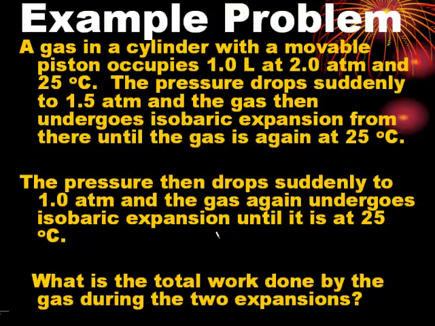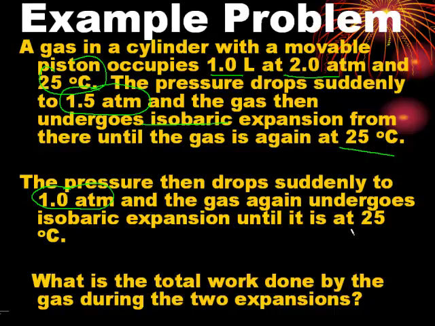It's very similar to the last problem, except it happens in 2 steps, so it makes things a little bit more complicated. It's the same starting position. We have 1 liter at 2 atmospheres and 25 degrees C, but now the pressure doesn't drop to 1 atmosphere, it drops to 1.5 atmospheres, and then it does the isobaric expansion, and it goes back to 25 degrees C. Then after that happens, the pressure drops again, and now it goes all the way down to 1 atmosphere, and then it does its isobaric expansion and then gets back to the isotherm, 25 degrees. And the question is, what's the total work done by the gas during the 2 expansions?